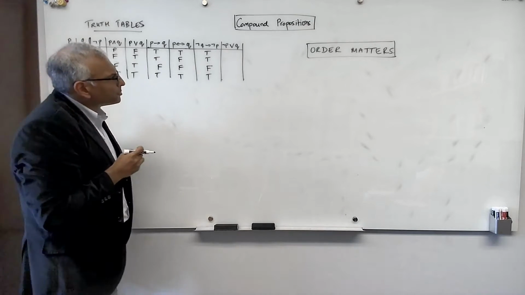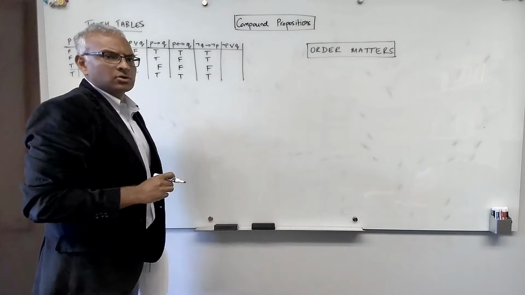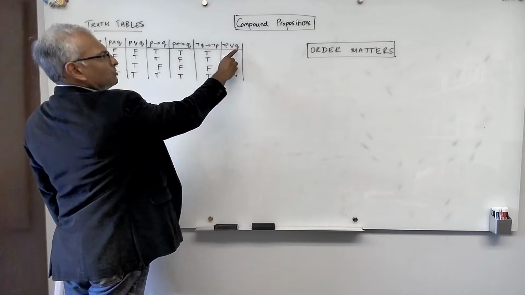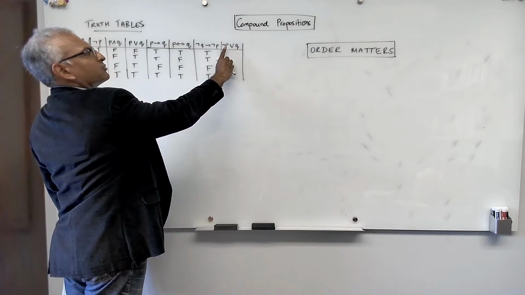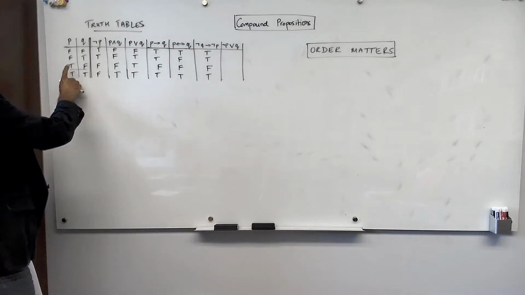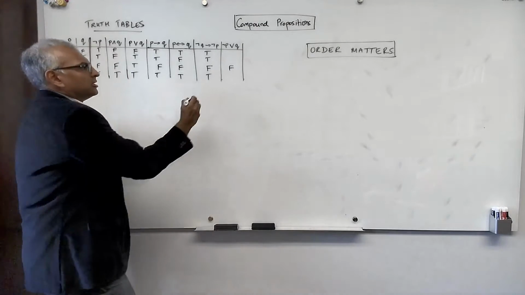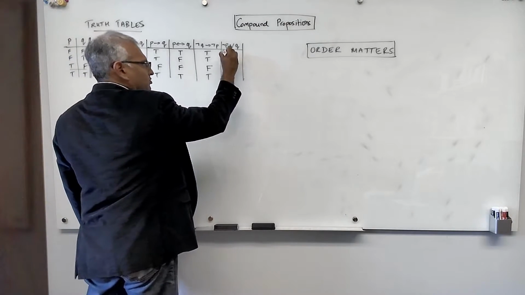Okay, what about not P or Q? Well, remember the or. It's only false in one situation where both of these are false. So Q must be false and not P must be false, which means P must be true. P must be true, Q must be false. Okay, so this is the only situation where the or is false. In all other situations, the or is true.